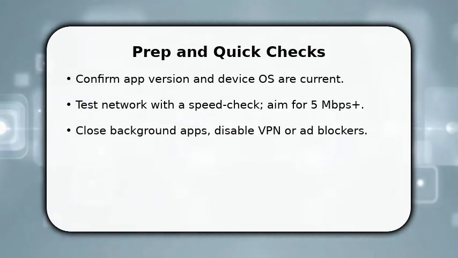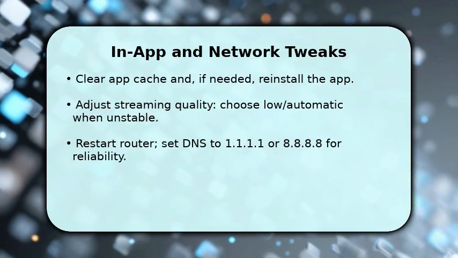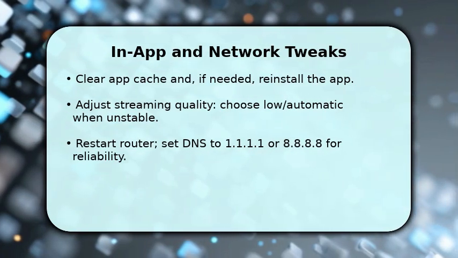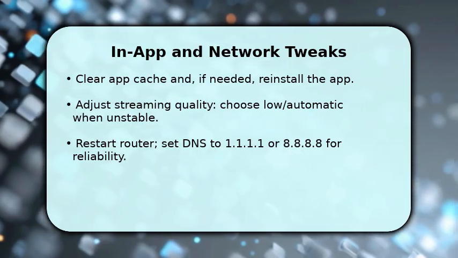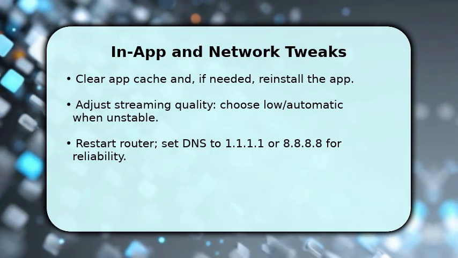Next, you dive into app and network adjustments to stabilize playback. Clear YouTube Music's cache. If problems persist, reinstall to reset corrupted files. Then reduce streaming quality to low or automatic so playback can adapt to fluctuating bandwidth.